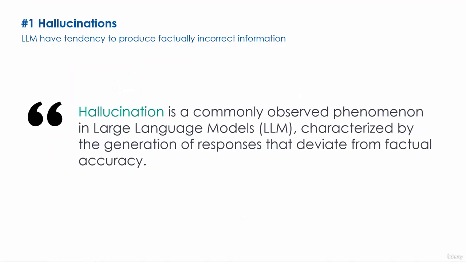Hallucination is a commonly observed phenomenon in large language models wherein the model produces a factually incorrect response, and it produces it in a very confident manner, such that it appears to be correct.